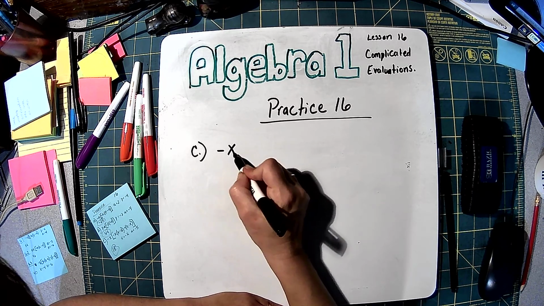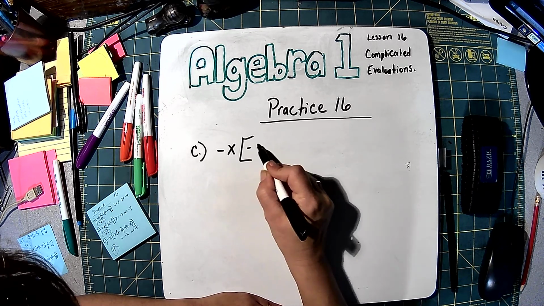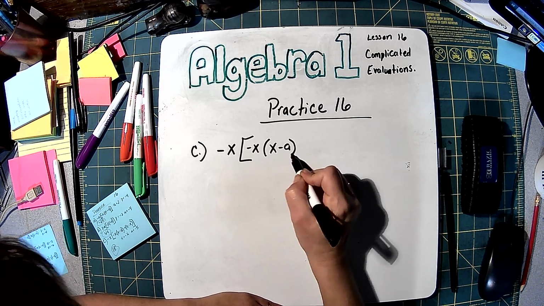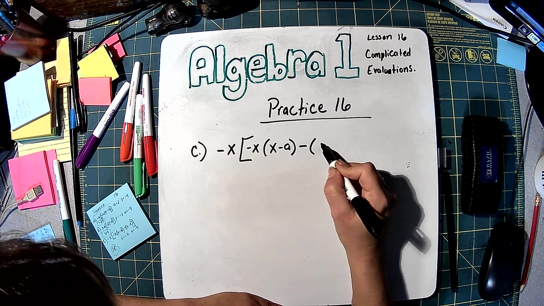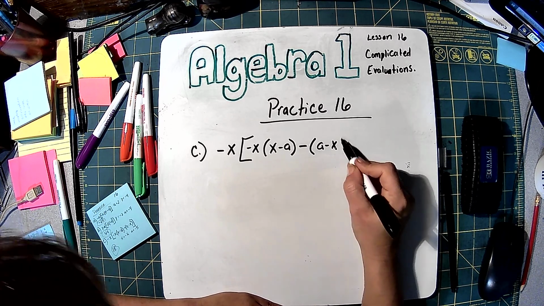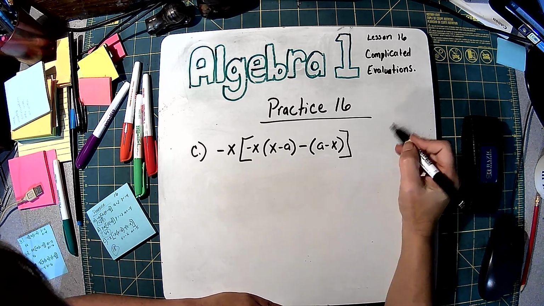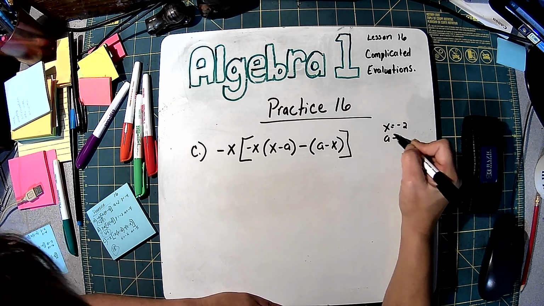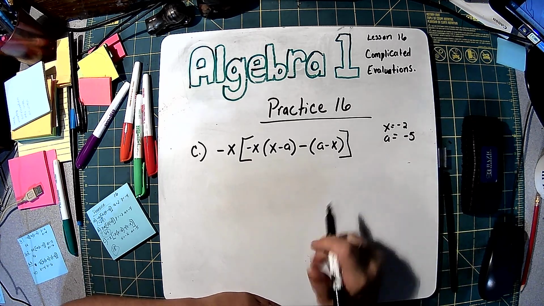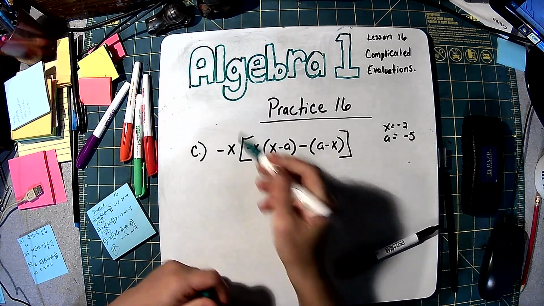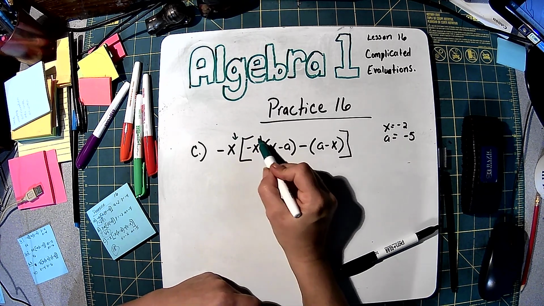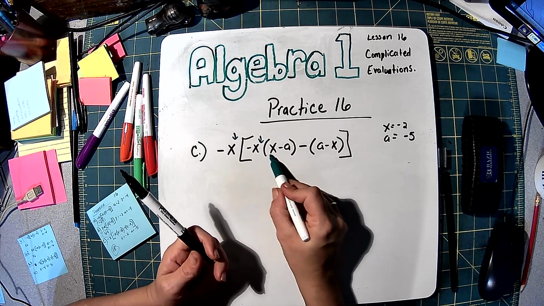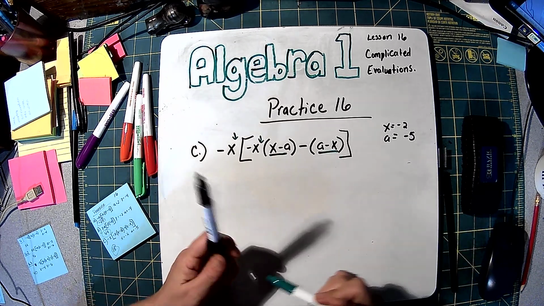C has negative x, and then we've got a bracket, and we got another negative x, then we got parentheses, x minus a, minus x, and then close our bracket. And it tells us that x is negative 2 and a is negative 5. Okay, on this one, I'm going to be multiplying here and here, and the rest of that is addition and subtraction. These two parentheses need to be done first, so I've got to figure those out first.